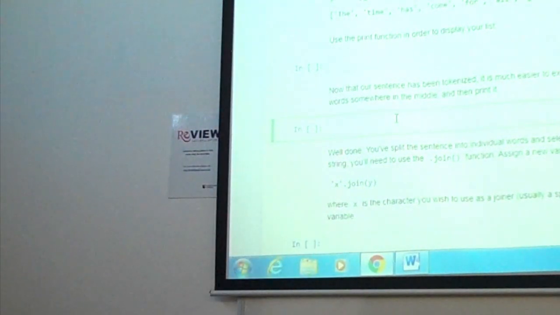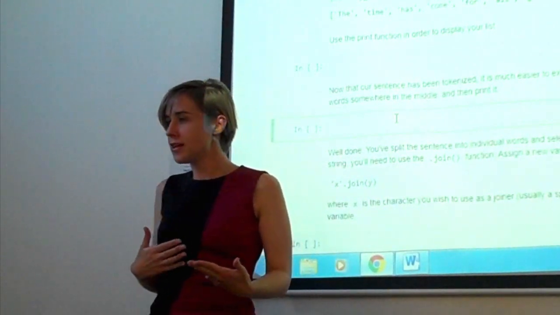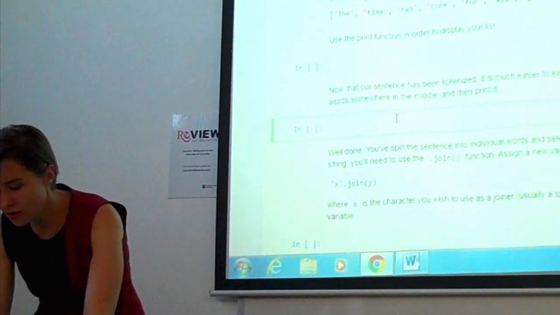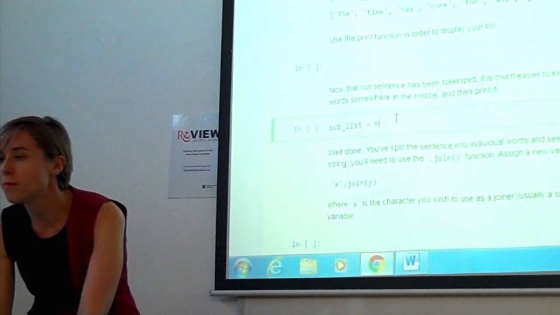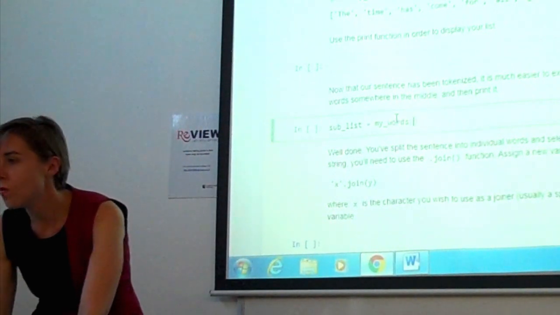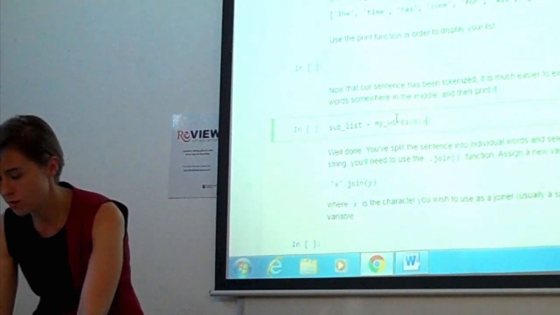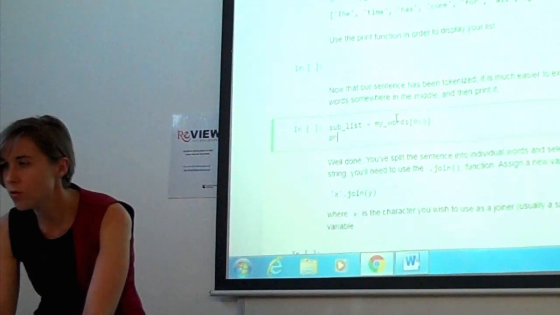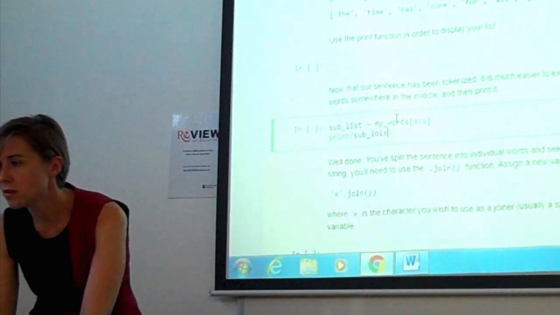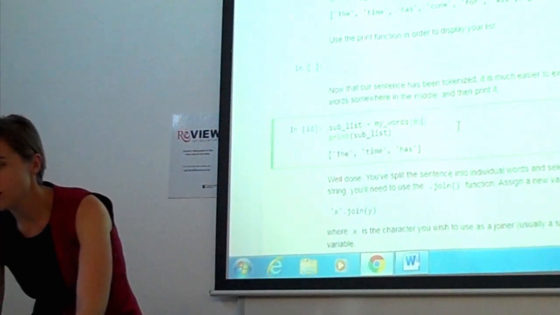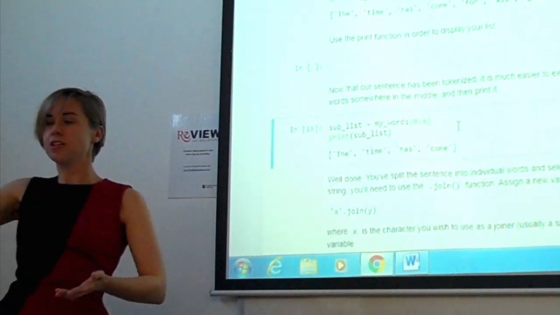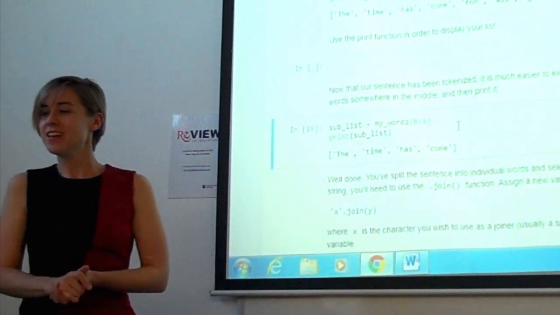So now that we have the ability to pull out a couple of words from our list, what do we do with that subsection of our list now that we have it? So for example, sublist equals my words, and I want the first four. And then I print my sublist. There we go. The time has come. Good way of starting. So the time has come, that you have that.